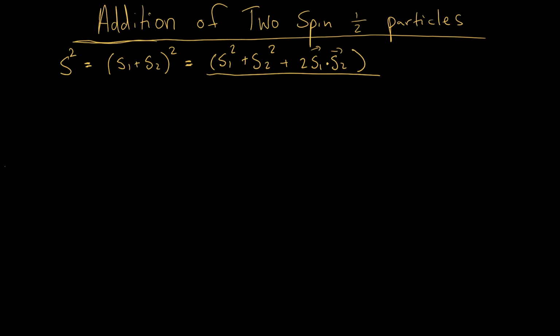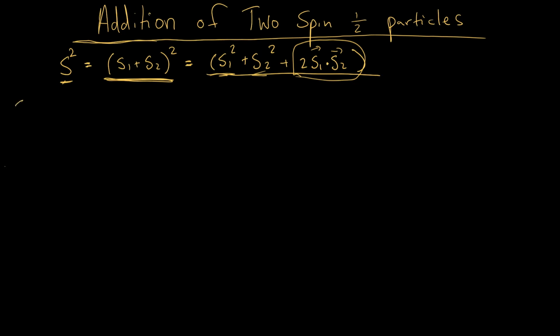So the problem is we're trying to find the spin squared operator of a combined system of two spin 1/2 particles. So that can be written, first of all, as the spin squared operator is equal to the addition of both of the spins squared, which can be expanded as the spin squared of each added together, plus this cross term, the dot product of S1 and S2 times 2. And of course, S1 and S2 are just the spin 1/2 of each particle.